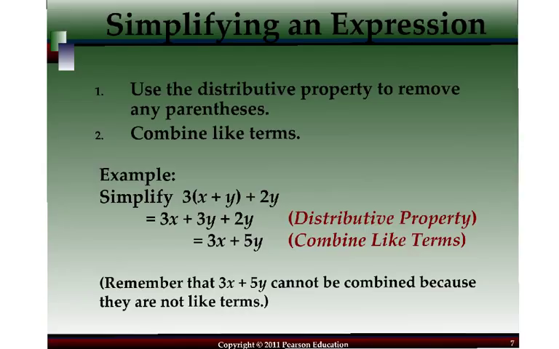Alright, simplifying an expression. Most of the time in our equations or our expressions that we look at in this section and many other sections later on, we use the distributive property first, and then we combine like terms. That's all this slide is telling us.